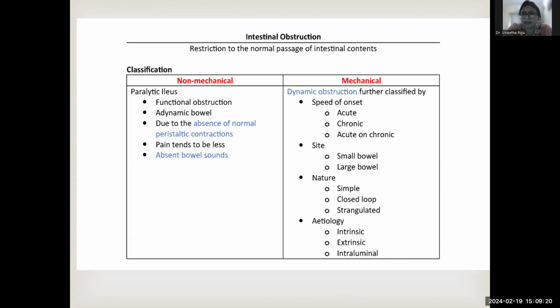So like I said, what are the different types of intestinal obstruction? You will have something which is obstructing the intestine. The intestine is like a lumen, no? It is hollow. So there is something which is obstructing it mechanically, which is not allowing the fecal material to pass through.